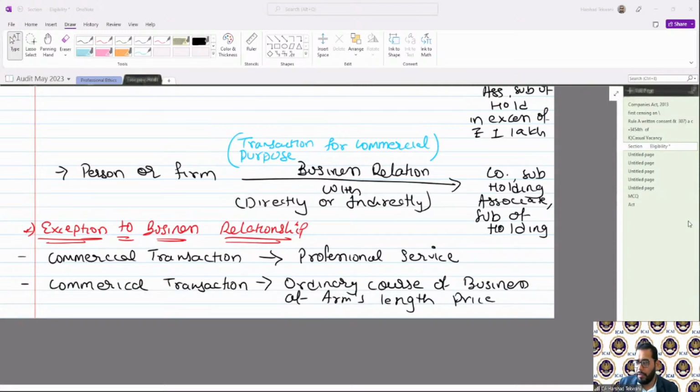So another question: is there any limit for the nominal value for this particular transaction? The answer is no. There is no limit. If any transaction is there of commercial purpose, it will be counted unless and until the transaction falls under this particular exception.